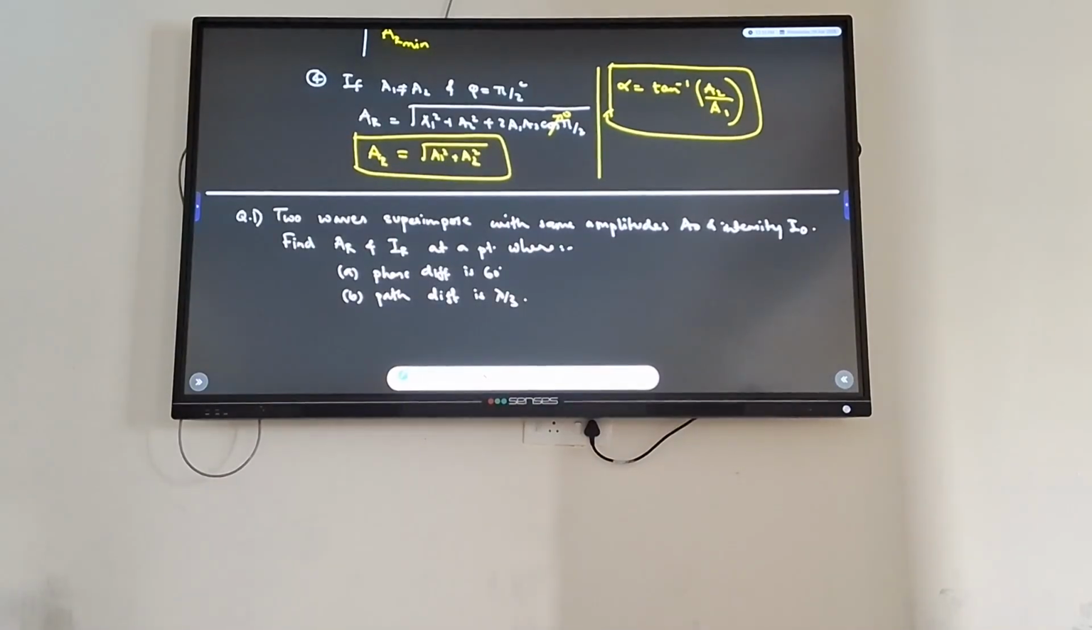Sir, 6 pi? No. What is that 6 pi? Oh, sir, 2 pi by 3. Root 3 A naught. So root 3 A naught is the answer of which part, A part or B part? A part. Except A naught, that's correct. 2 pi by 3. Nice. And 2 pi by 3 what? Phase difference. Yes, phase difference is 2 pi by 3. They have a constant phase difference of 2 pi by 3.